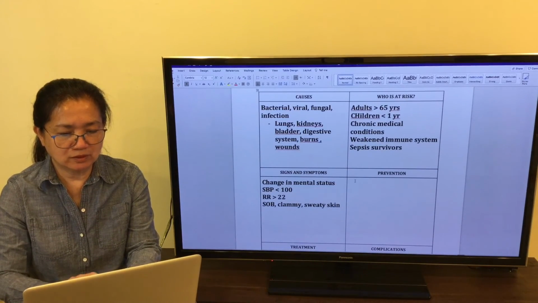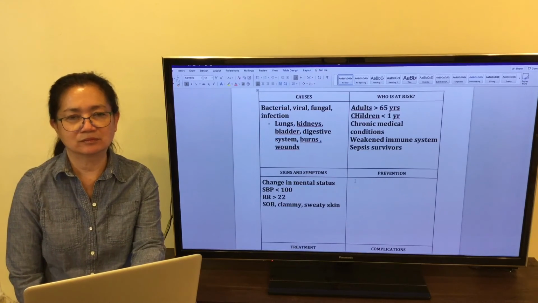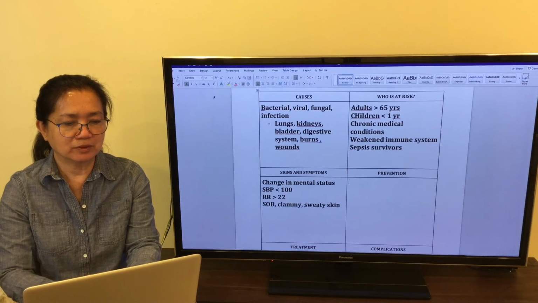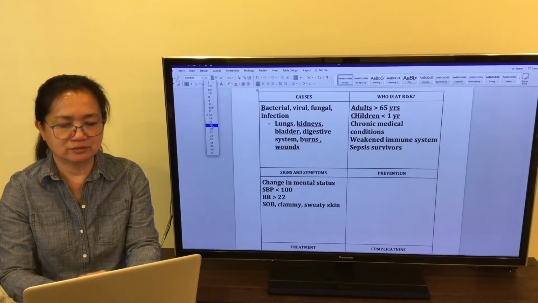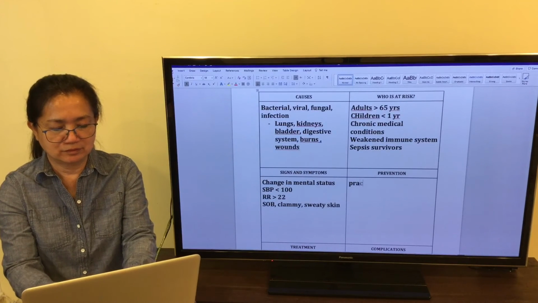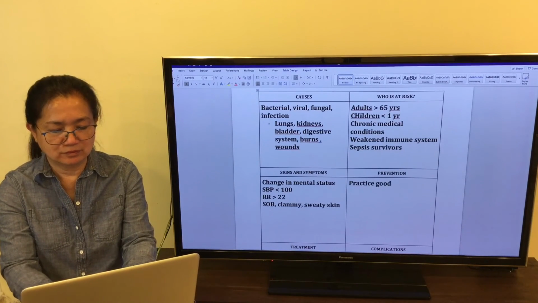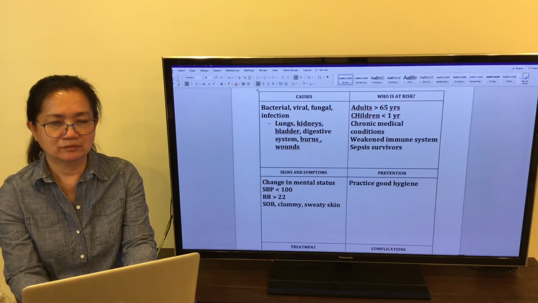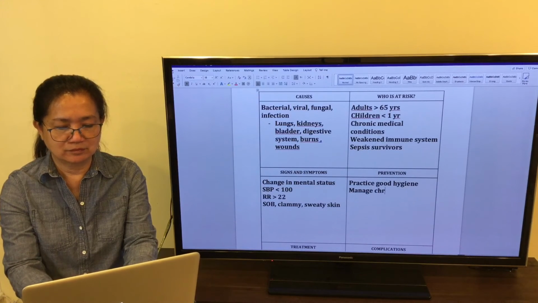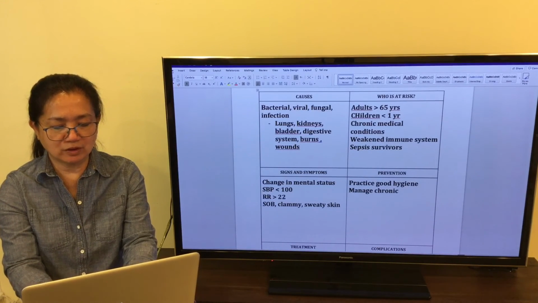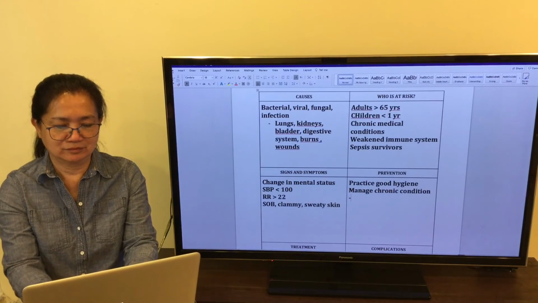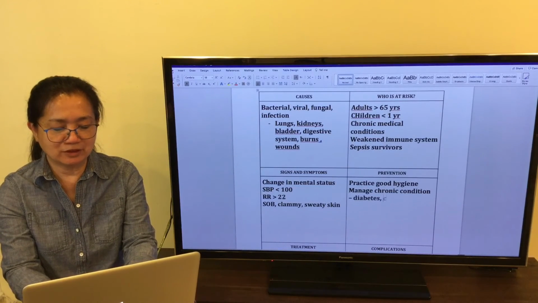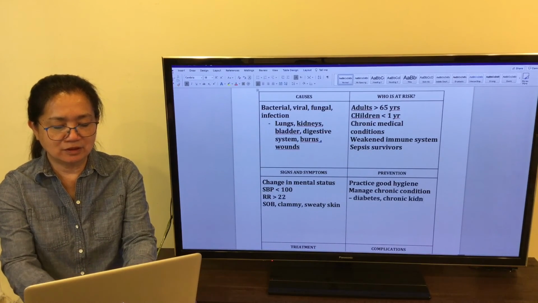What do we do for sepsis prevention? Practice good hygiene. Okay, hold on, we increase the font. What else? Manage chronic conditions. Can you give me an example of a chronic condition? Like diabetes? What else? Like chronic kidney disease?